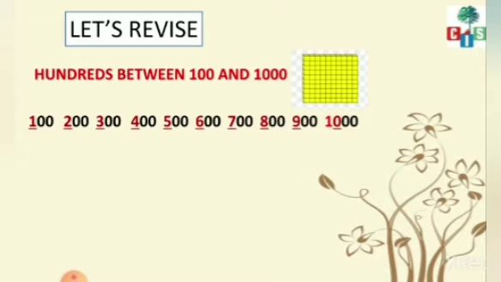Can you see it? Here I have underlined 1, here 2, here 3, 4, 5, 6, 7, 8, 9, and here I have underlined 0. And this 1 is at the place value of 1000. Right? So these are the numbers between 100 and 1000. Now let's move to the next slide.